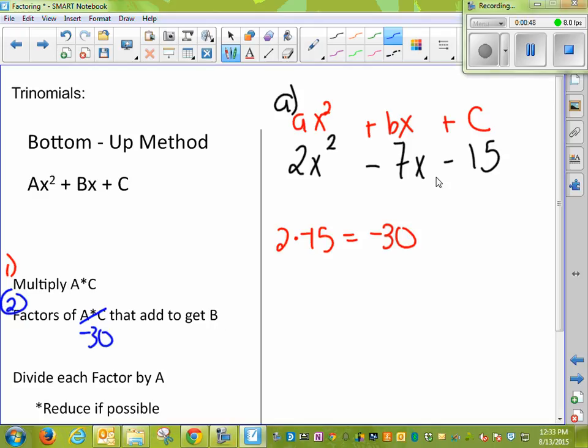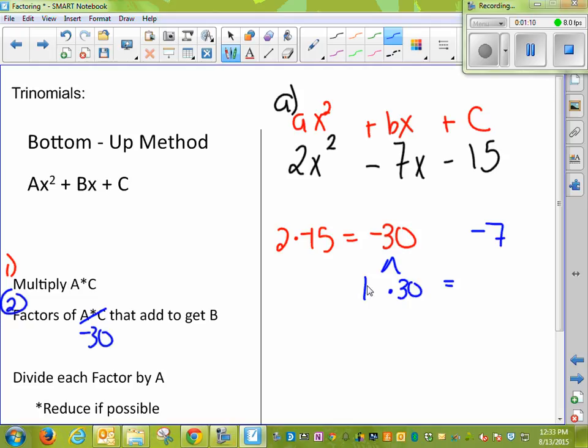me b. The letter b is negative 7. So I need two numbers that multiply to give me negative 30. And when I add them together, I get negative 7. Let's start with 1. 1 times 30. But now I know I need a negative number here.